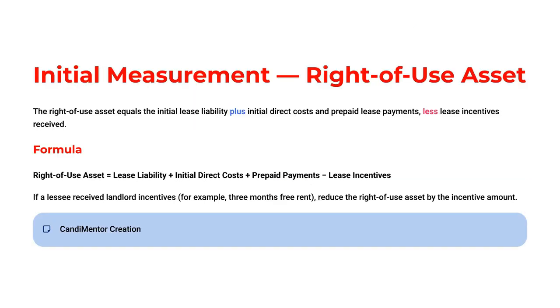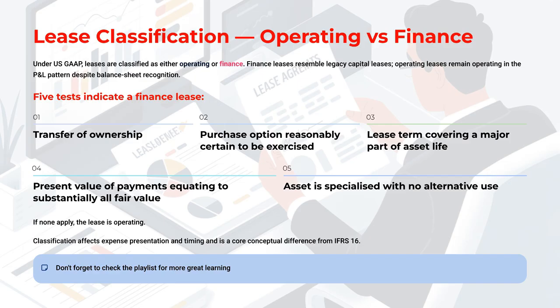Initial measurement, right-of-use asset. The right-of-use asset equals the initial lease liability plus initial direct costs and prepaid lease payments, less lease incentives received. If a lessee received landlord incentives, for example, 3 months free rent, reduce the right-of-use asset by the incentive amount. Lease classification, operating versus finance.